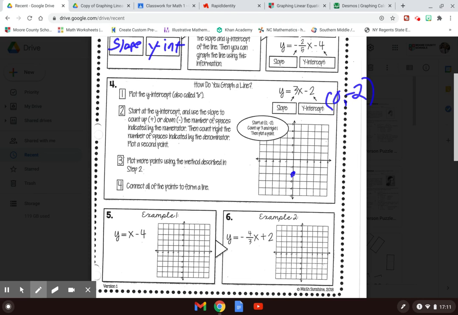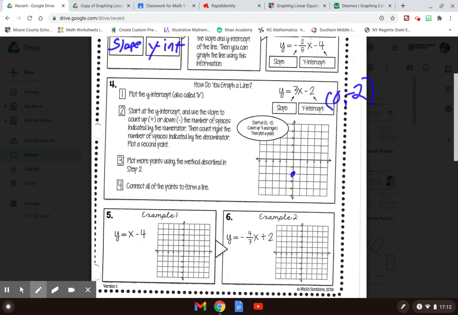Then step 2 says, start at the y-intercept. That's why from the very beginning, we've said the y-intercept is our starting point. So when you go to graph a line, that's where you start, and you use the slope to count up or down, if it's positive or negative, the number of spaces indicated by the numerator, then you count to the right the number of spaces indicated by the denominator to plot the second point. All you're doing, everybody, is what I taught you from the beginning: rise over run.